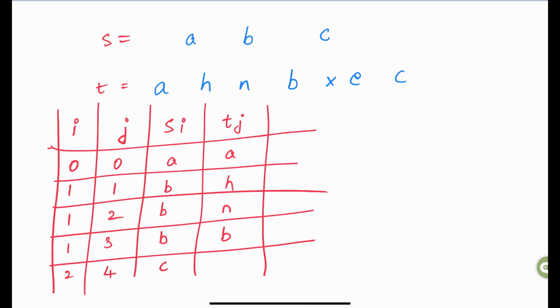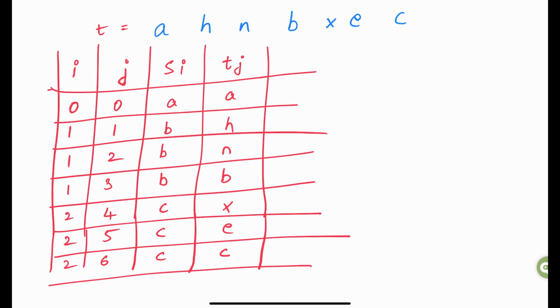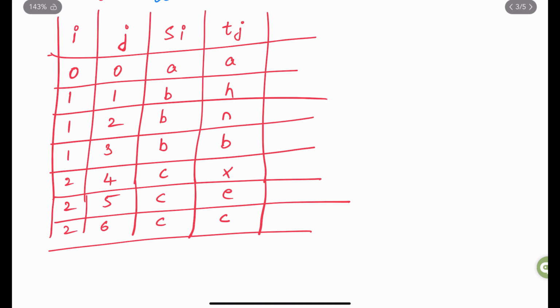The corresponding characters are c and x. As they are not equal, we'll only increment the j pointer, which will give us 2 and 5. The corresponding characters are c and e. Again, they are not equal, so we'll just increment the j pointer, which will give us 2 and 6. The characters are equal now, so we'll increment both of the pointers, so we'll have 3 and 7. As we are at the end of string s, we'll stop the iteration here and return true.